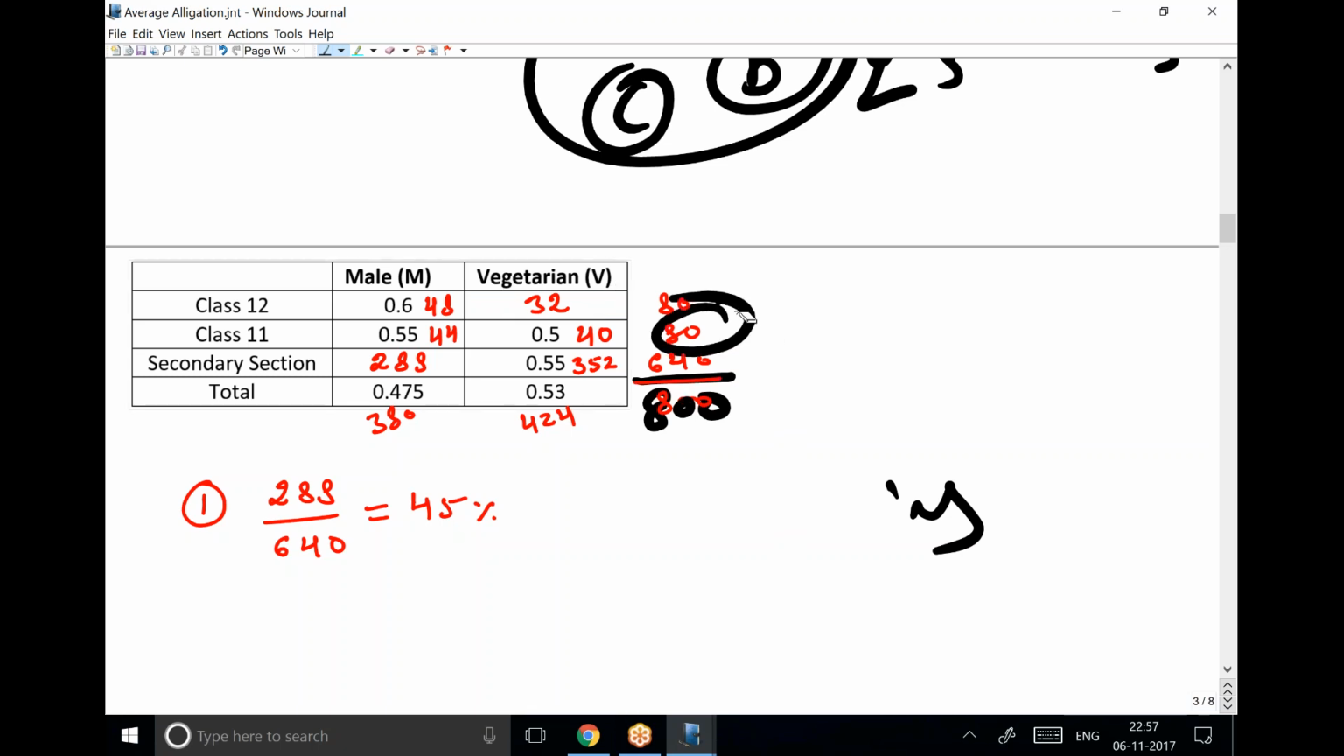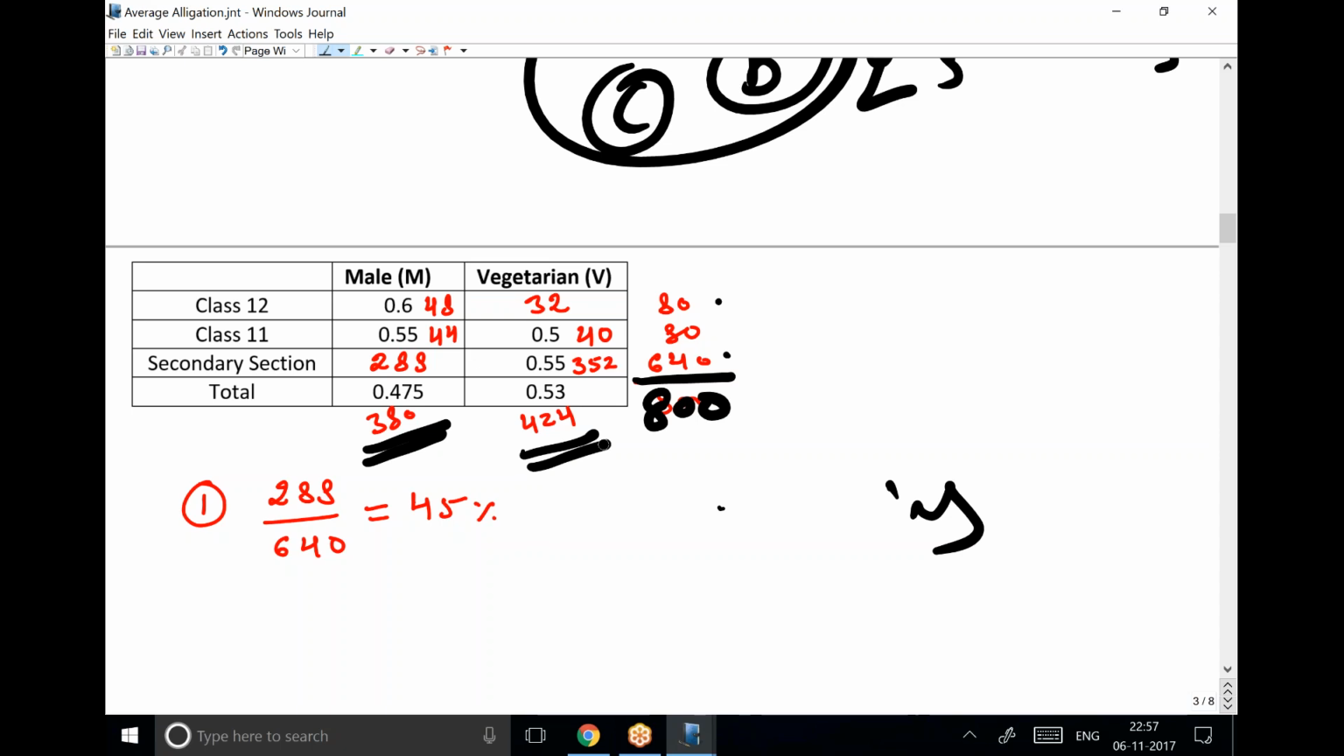Similarly, for the 80 who will go to class 11, out of this 55 we can immediately find out, which comes out to be 44, and, this has to be not 44, 40 approximately. So it comes out to be 40 here, and the remaining will go to this particular position. And as we know, 640 is here, and out of 640, 352 has gone here, the remaining left out is 288, right? Summation of everything we can see, this comes out to be 380 and this comes out to be 424.